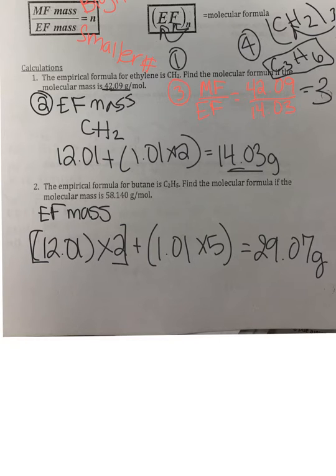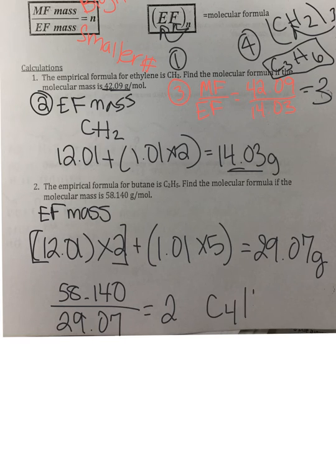What's your next step? You do big number over small number, or molecular over empirical. So we're going to say 58.140 divided by 29.07, and you get what number? 2, right? You could actually do that one in your head. This is about 60 and this one is about 30. Once you have 2, we're going to multiply 2 by all the subscripts. We get C4H10 and you're done. All right, so that's it.